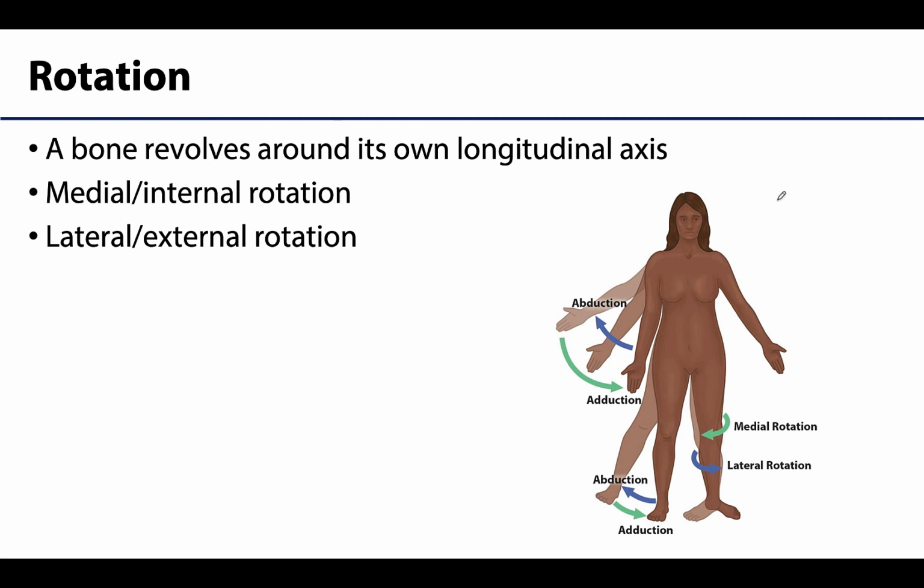But when we're talking in terms of the limbs, rotation is defined relative to the bone's midline, and we use the terms medial and lateral rotation. Medial, sometimes referred to as internal rotation, is the movement that occurs when the anterior surface of a bone is turned towards the midline. So think that anterior surface will head that way. Whereas with lateral or external rotation, the anterior surface will rotate away from the midline or more laterally.